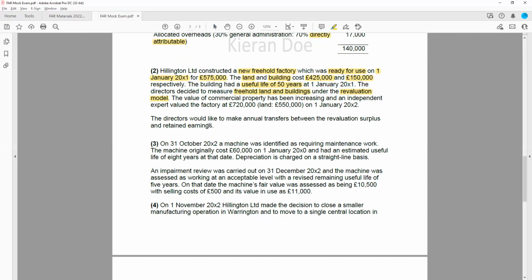The value of commercial property has been increasing, and an independent expert valued the factory at 720k. So clearly it's gone up in value at the start of the current year. And again, we're told the breakdown between land and buildings. We know the total, we know land, so therefore we can work out the valuation of buildings, 170k. And you can see, buildings have gone up in value, and of course the land has gone up in value as well. Now we're told the directors would like to make annual transfers between the revaluation surplus and retained earnings. We'll think about what that means.